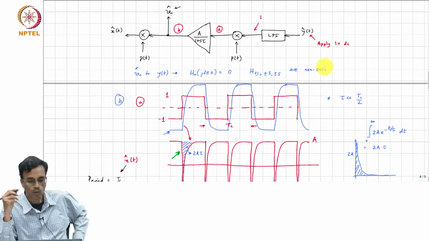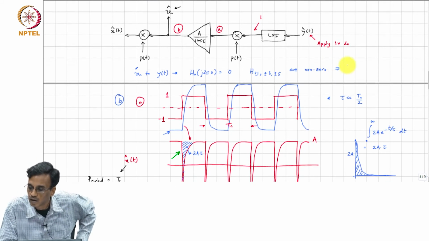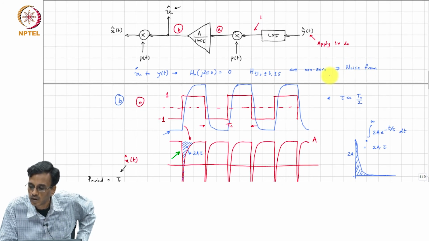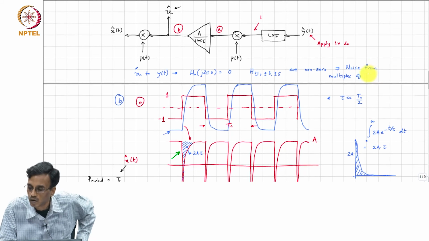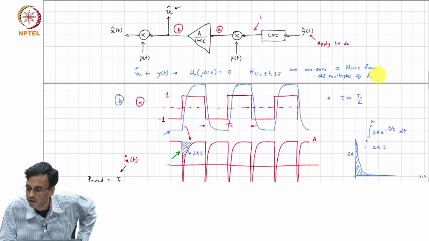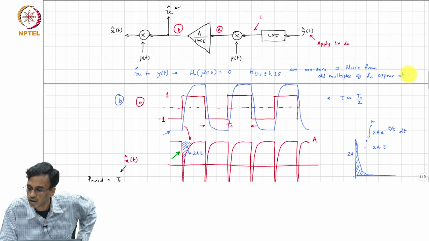right. And what does this mean? Noise from odd multiples of FC will appear at DC, and appear at the output.